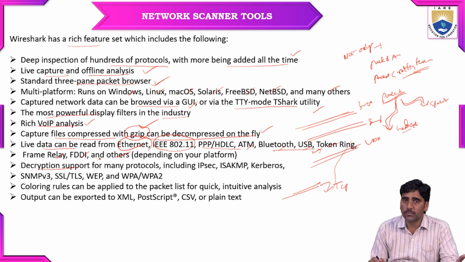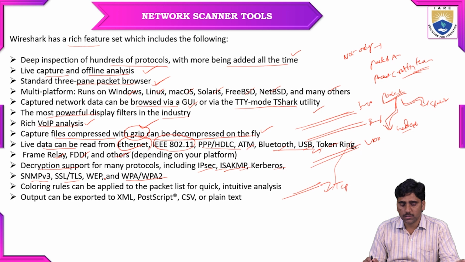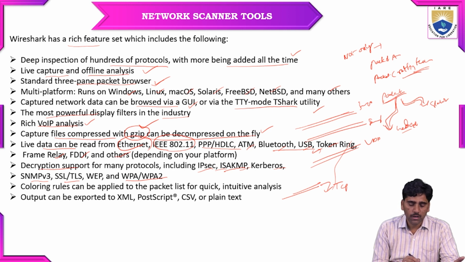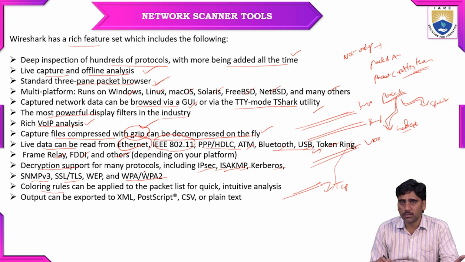Decryption support for many protocols, including IPsec, ISAKMP, Kerberos, SNMPv3, SSL/TLS, WEP, and WPA/WPA2. All these are decryption supporting protocols, which are also supported in this Wireshark analyzer. And coloring rules can be applied to the packet list for quick and intuitive analysis.